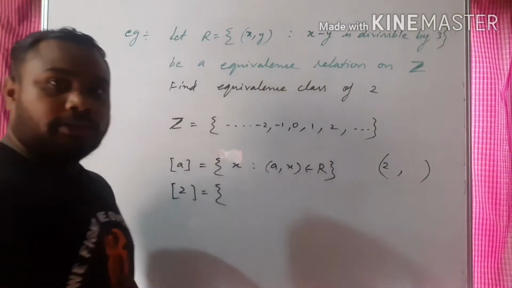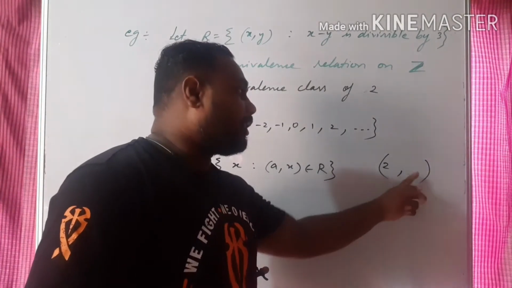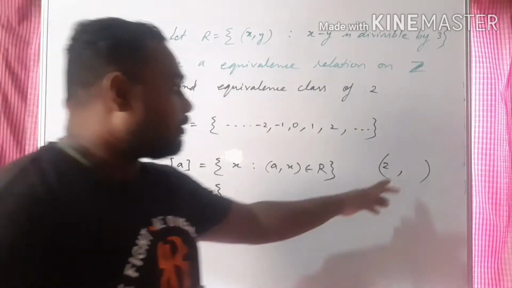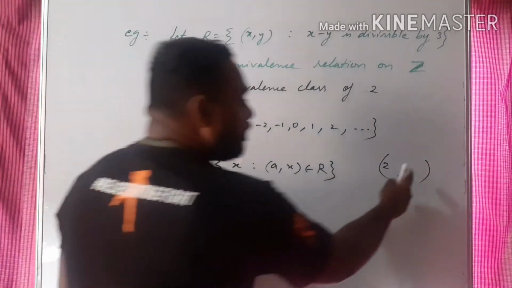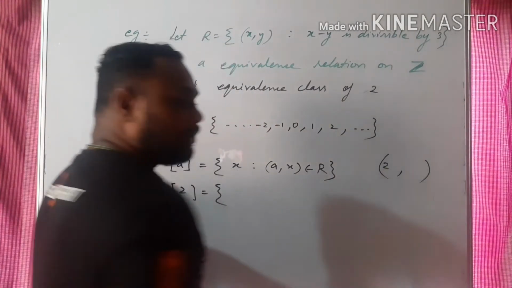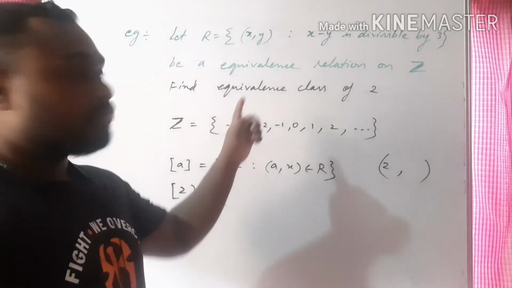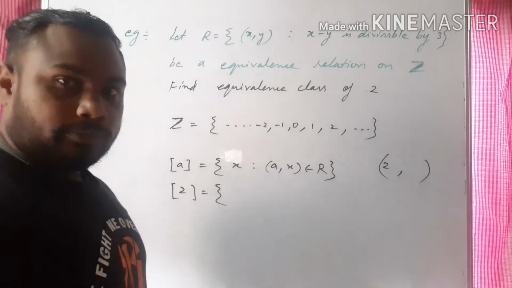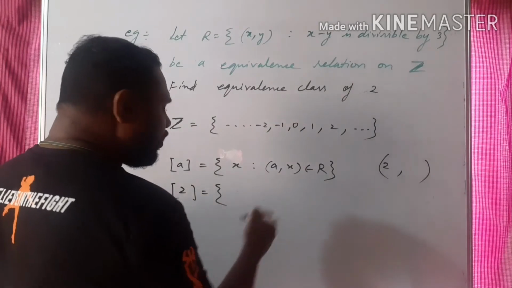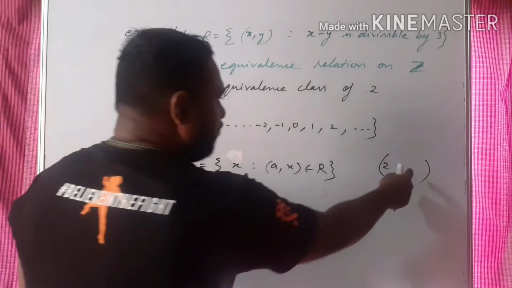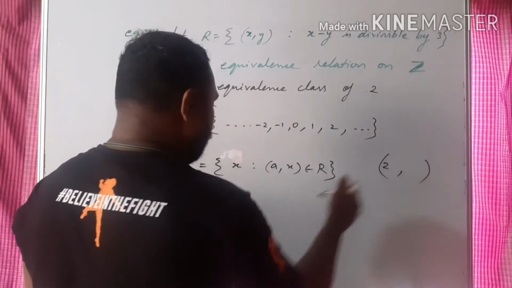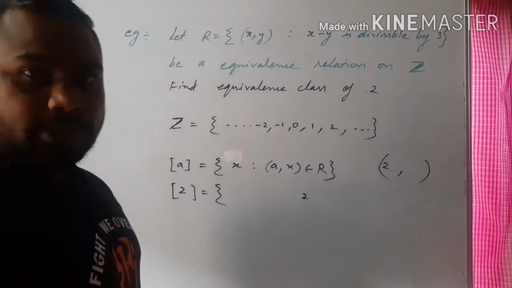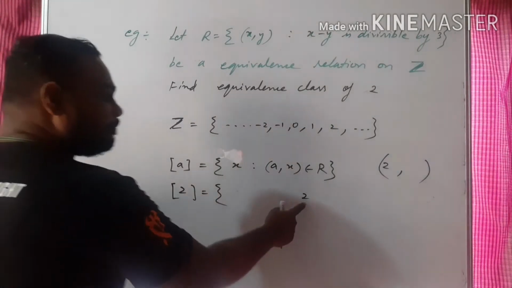Here, which after subtraction will be divisible by 3. So you can see I can put here 2, isn't it? 2 minus 2 will be 0, and it will be divisible by 3. So the value of x will be 2. So I can write 2 somewhere here. I will be getting many elements, that's why I am writing in the middle of the set.